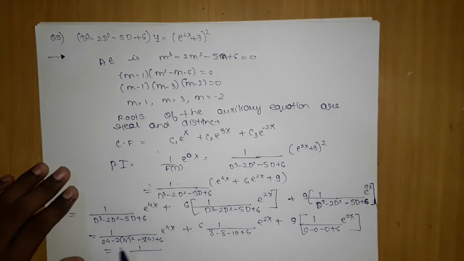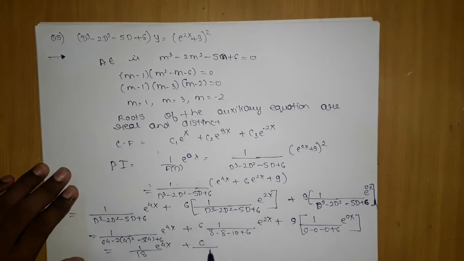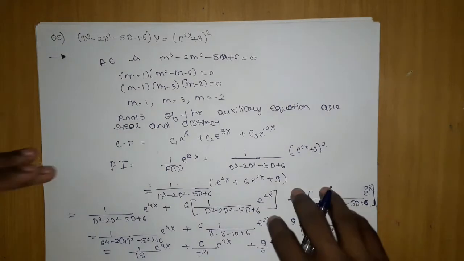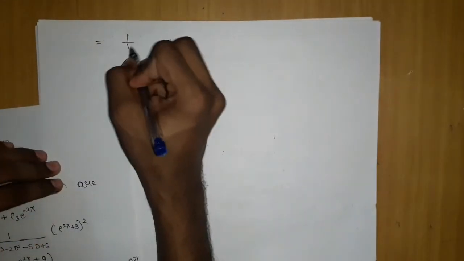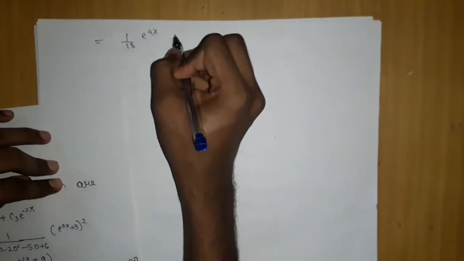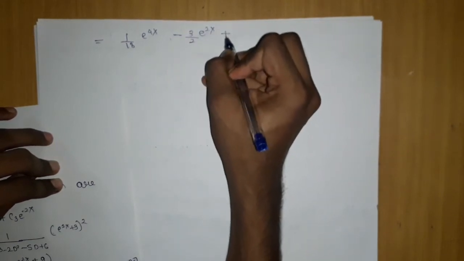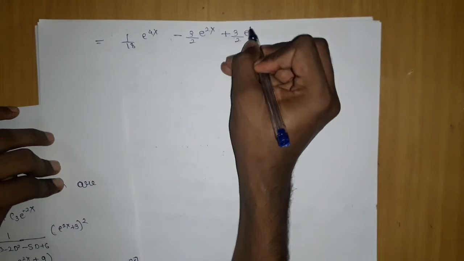Here, if we simplify, it will be 18 e to the power 4x, while this will be 6 into minus 4 e to the power 2x, and this will be 9 by 6 e to the power 0x, which you can write as 1. So this is your required thing. Now we will write it in modified form. It will be 1 by 18 e to the power 4x, minus 3 by 2 e to the power 2x, then plus 3 by 2 e to the power 0x, which is nothing but 1.